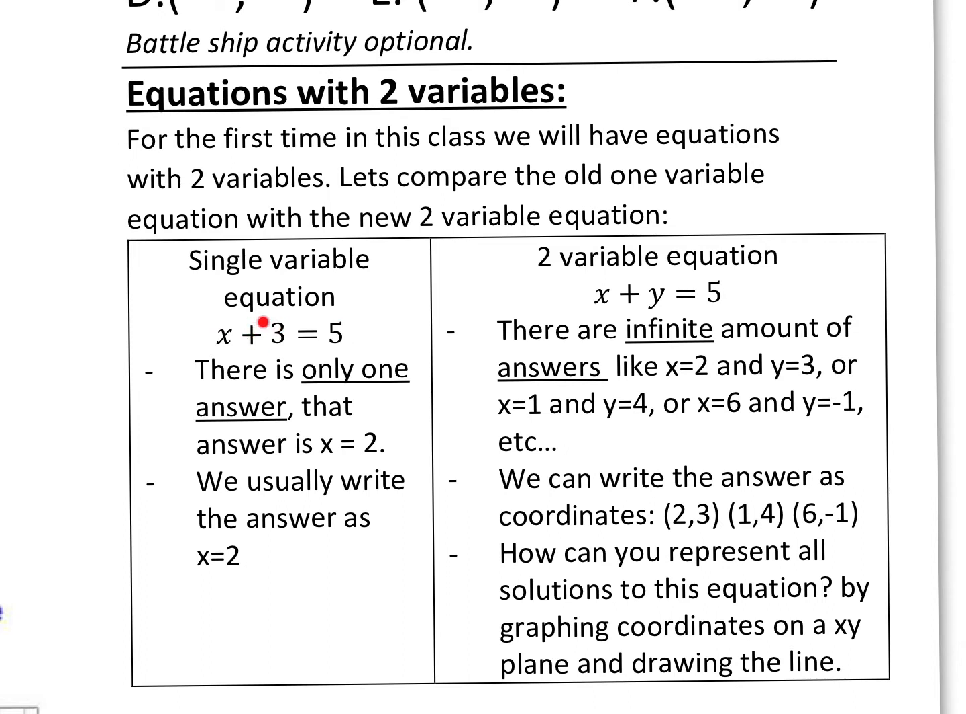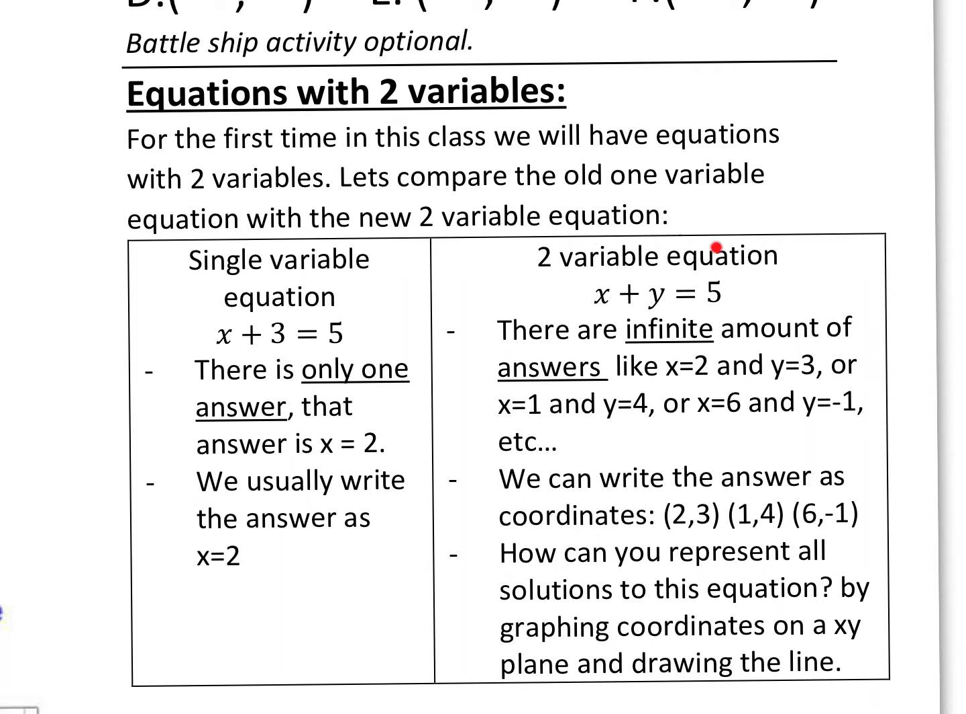And we know how to solve by subtracting 3 and subtracting 3, and we get the answer, right? There's only one answer here. That answer is x equals 2. And we usually write the answer as x equals 2, right? So yes, 2 plus 3 equals 5. That's the only number that you could plug in right here that'll give you a true statement. So 2 is the only answer. You can't plug in negative 2. You can't plug in positive any. It has to be 2.